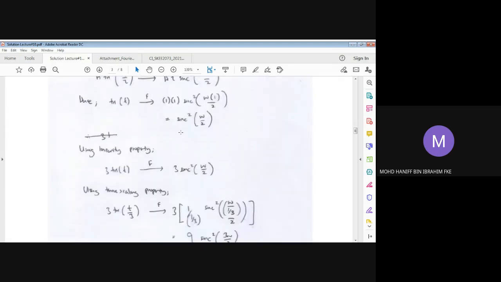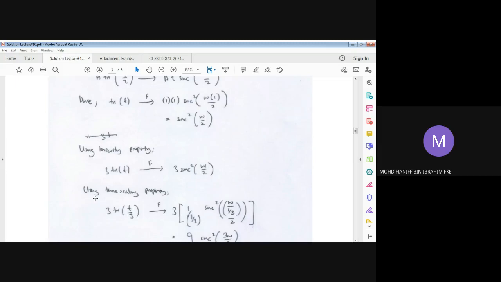What I did here is I'm using the linearity property. You can also start with the time scaling, no problem, but the answer should be the same. So we have 3 triangular t, and the linearity property gives us multiplication with 3. So 3 sinc squared of omega divided by 2. Initially, triangular t gives us this, so 3 triangular t will give us 3 sinc squared of omega divided by 2.